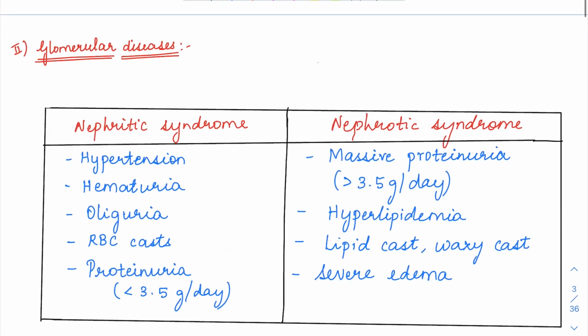Now let's start with the glomerular diseases. Glomerular diseases, we basically classify into a nephrotic or nephritic syndromic presentation. The clinical presentation of both these syndromes is going to be different.